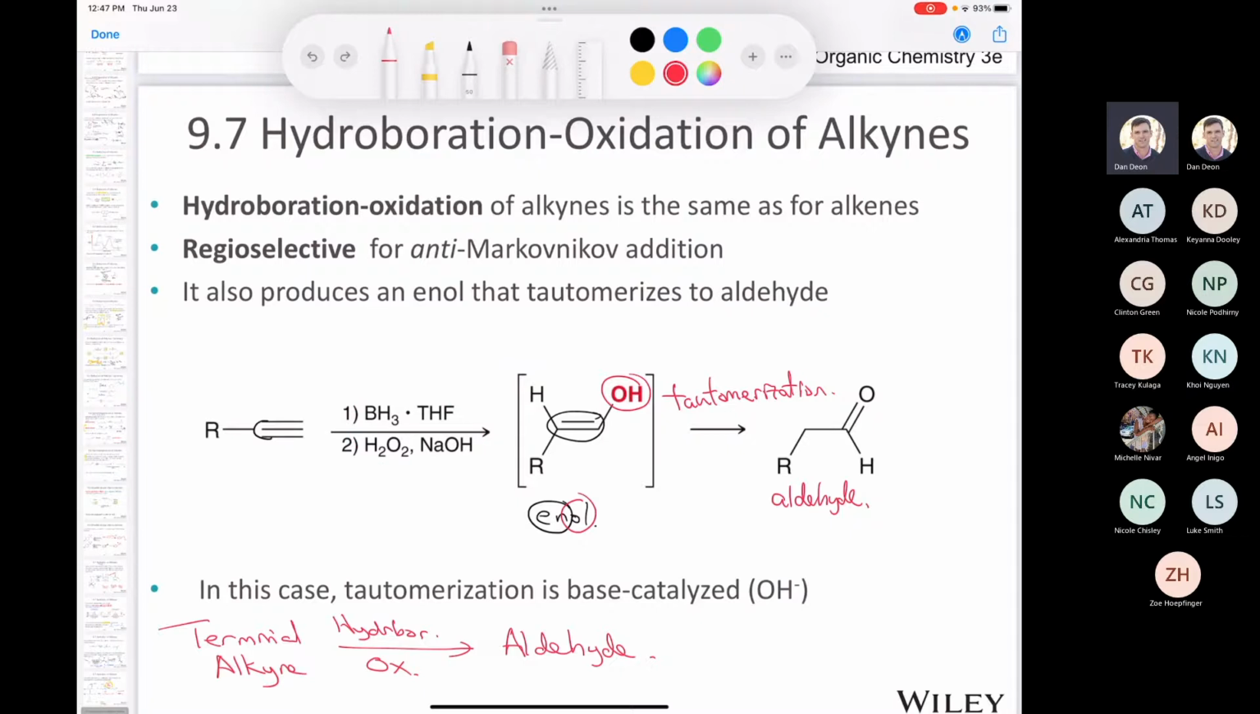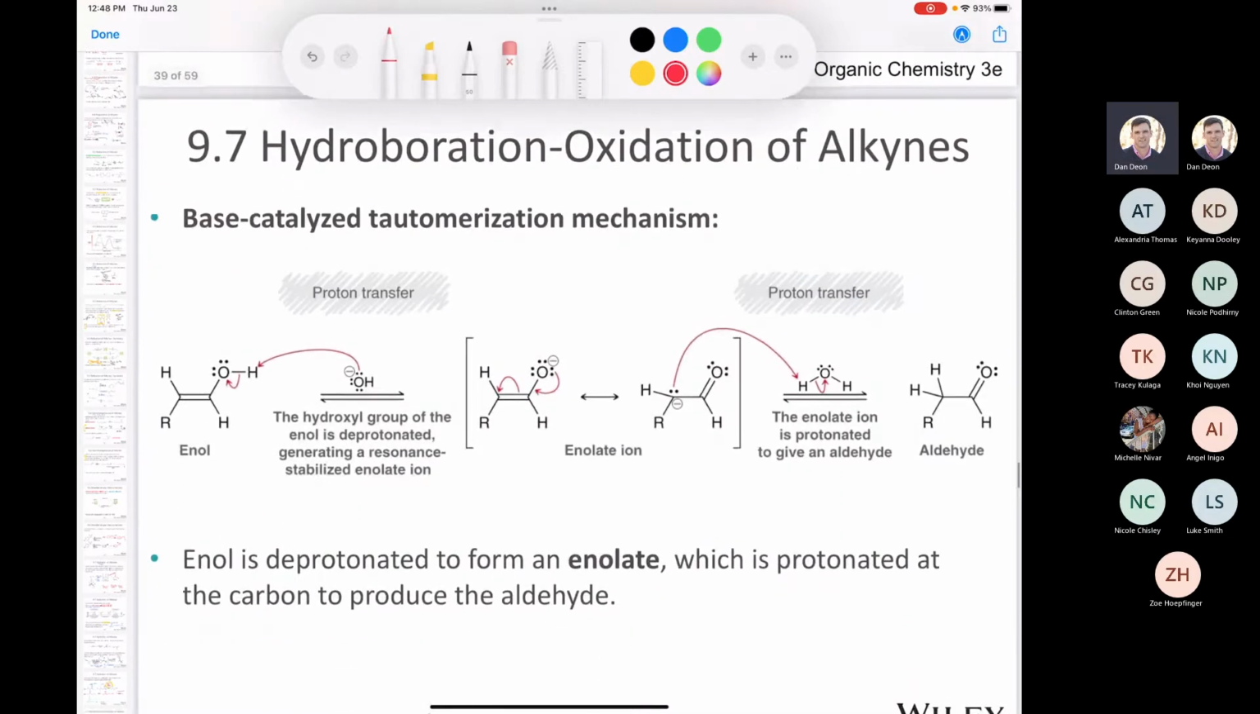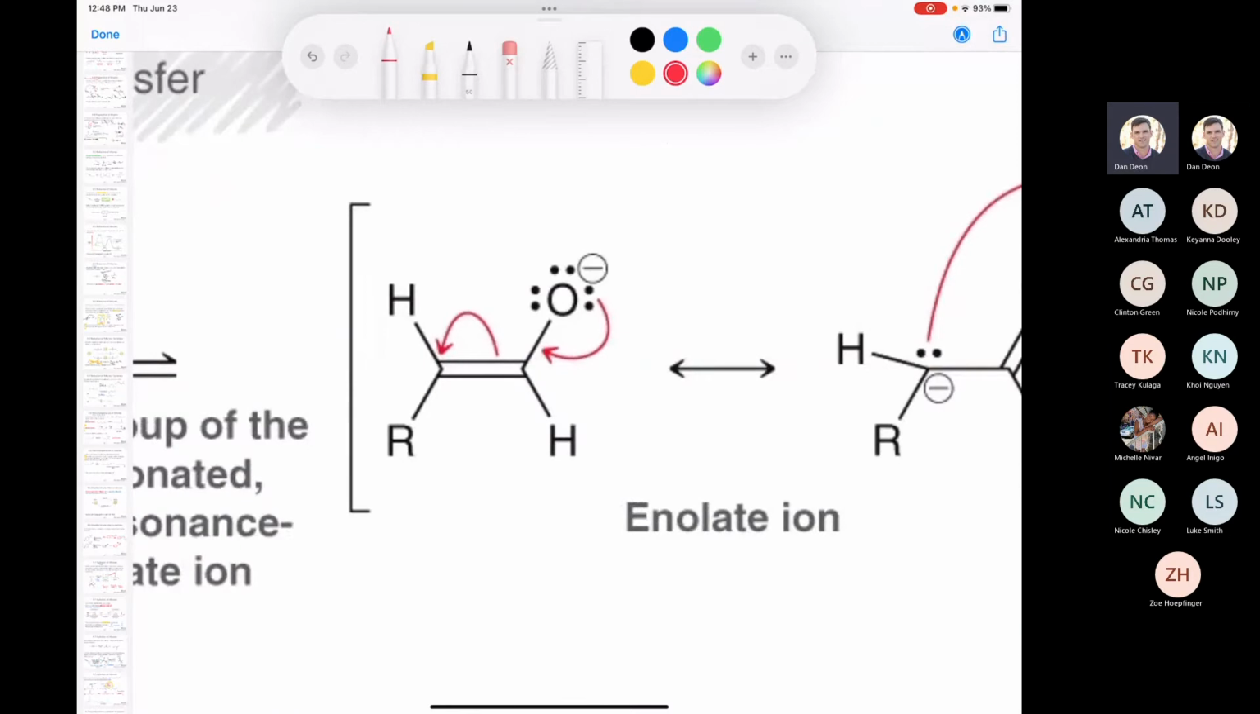However, before we do that, I want you to look at the mechanism for base catalyzed tautomerization. Know this mechanism. So what's the mechanism of base catalyzed tautomerization? The first step is a proton transfer, where we remove a proton from the hydroxyl to make what's called an enolate. Hopefully you can imagine where that comes from. You've got the alkene, and then you've got an anion because you've got a negative charge here. It's the conjugate base of an enol.